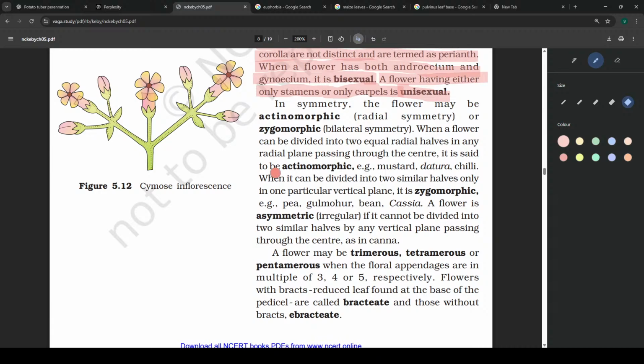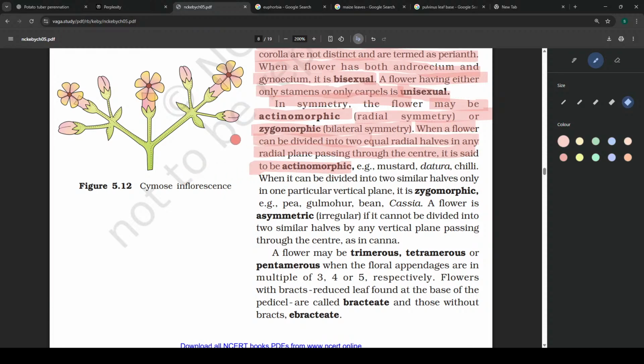Now, the symmetry of a flower. The flower may be actinomorphic, radial symmetry, or zygomorphic, bilateral symmetry. There are two types of symmetry in a flower. When a flower can be divided into two equal radial halves in any radial plane passing through the center, it is called an actinomorphic flower.